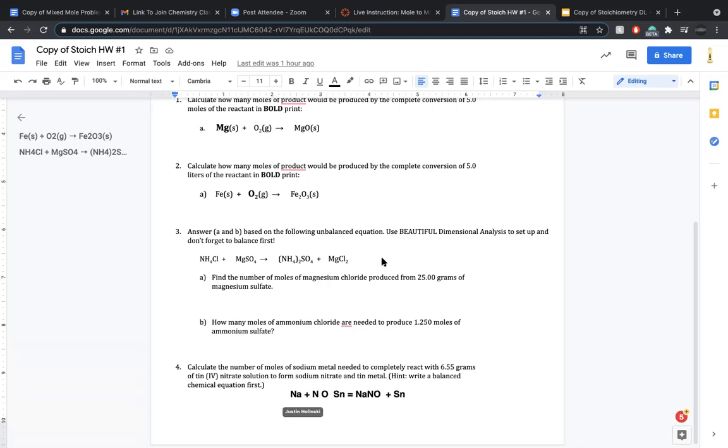So sodium nitrate is NaNO3, and tin 4 nitrate is N4O12 Sn. Okay, so we're going to have to balance this. And in the interest of time, I'm just going to cheat and use the calculator again. So we're going to get 4 to 1 to 4 to 1. So we want to do the dimensional analysis now that we have the equation.